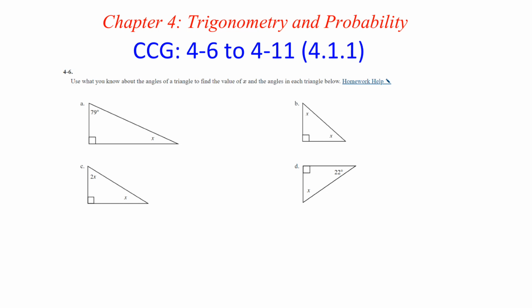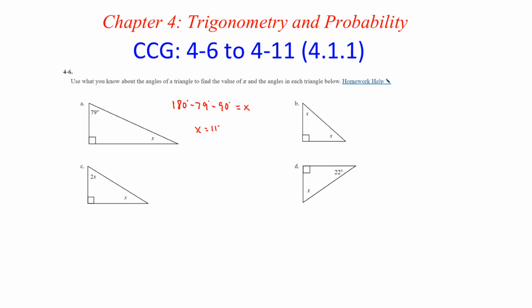We know that the triangle angle sum theorem allows us to say that the three angles of a triangle add up to 180 degrees. So we can say that 180 minus 79 minus 90, because it is a right angle. If we subtract, that will give us the third angle of the triangle, which is x. So x is equal to 11 degrees.